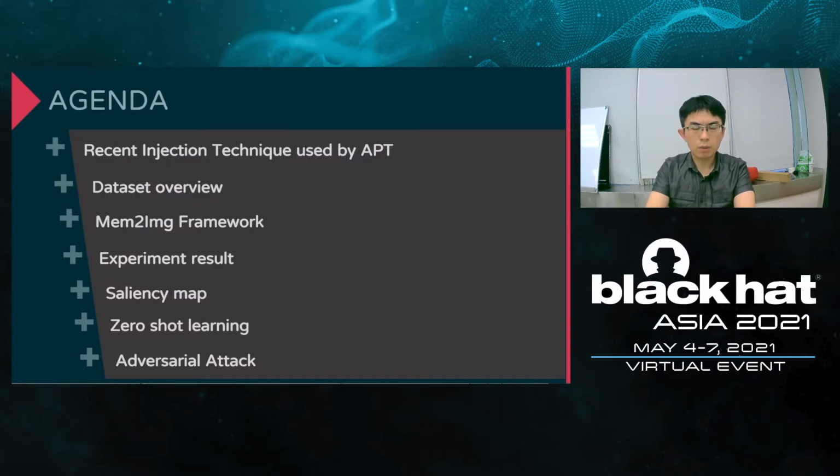The agenda of this talk: in the beginning, we will show you some recent injection techniques used by APT attacks. The main part is the dataset, the framework, and the experiment results of this framework. In the end, we will talk about the saliency map, zero-shot learning, and adversarial attack on this framework.